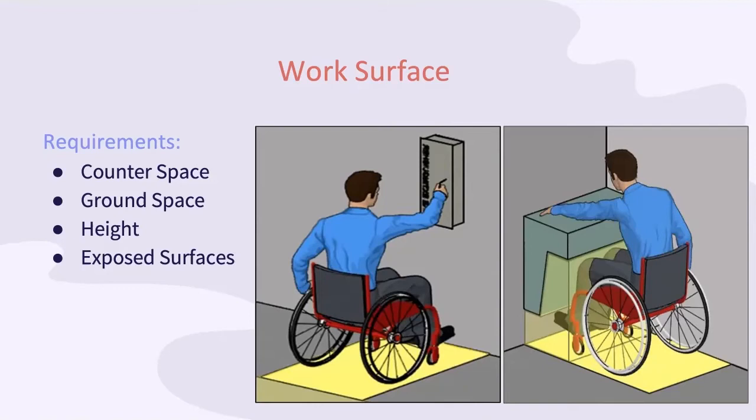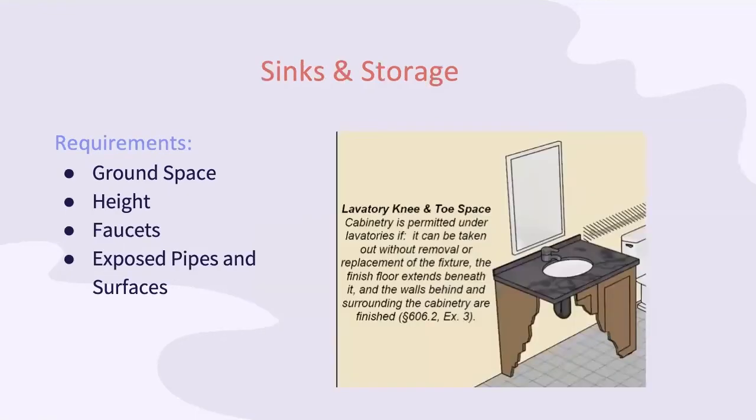Height: counters can be 34 inches maximum above the ground, but there are exceptions if you have an adjustable counter. And then exposed surfaces. There obviously can't be any sharp or abrasive surfaces underneath counters that would injure anyone. And then sinks.